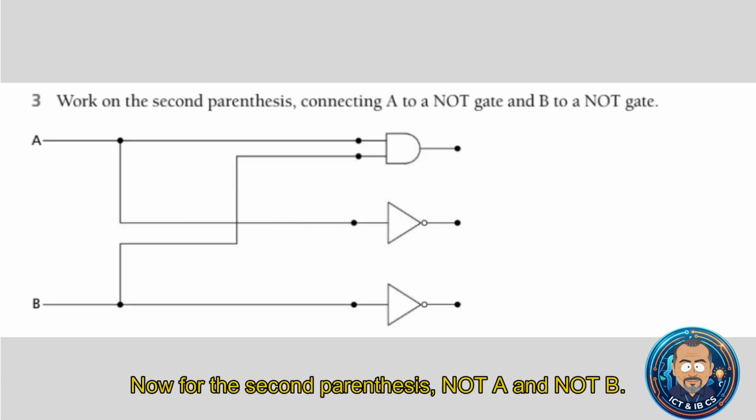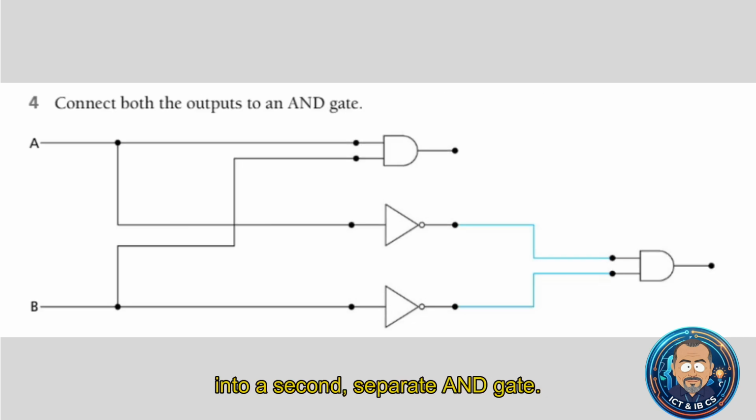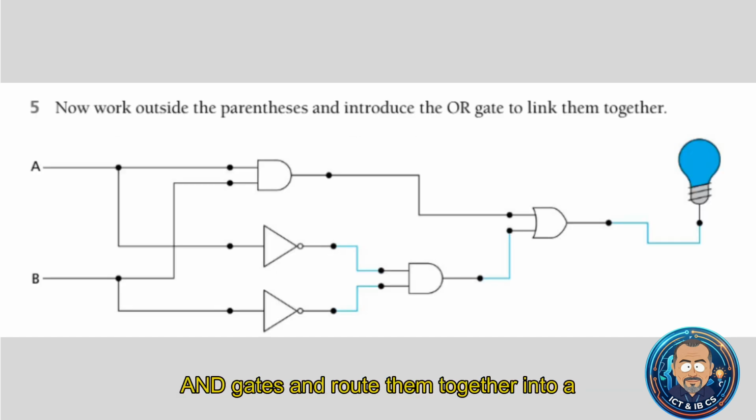Now for the second parenthesis, not a and not b. We tap back into our original a and b lines, but this time we route them through our triangle-shaped NOT gates to completely flip their signals. Those newly inverted signals are then fed into a second, separate AND gate. So at this stage, we have two distinct logical blocks operating totally independently. But the full equation demands an OR relationship between them. So for our final step, we have to link them. We take the outputs from our two separate AND gates and route them together into a final linking OR gate to get our definitive output, Y. By methodically isolating parentheses like this, we take abstract algebraic logic and forge it into a literal, physical pathway for electricity.